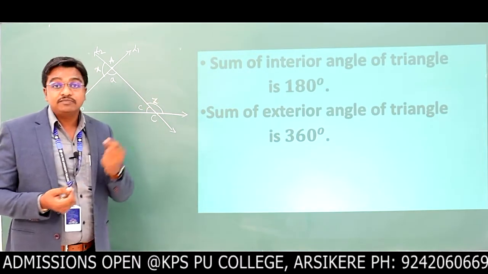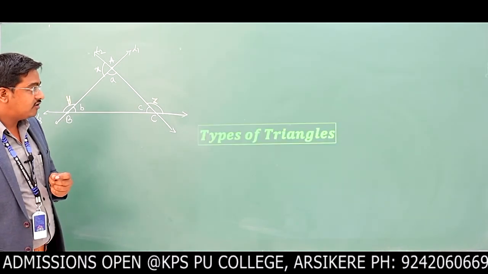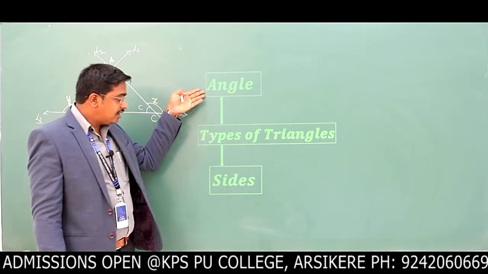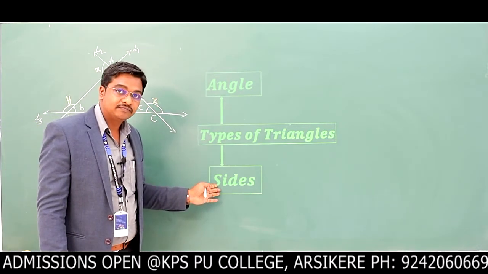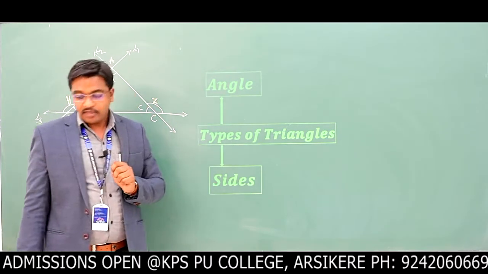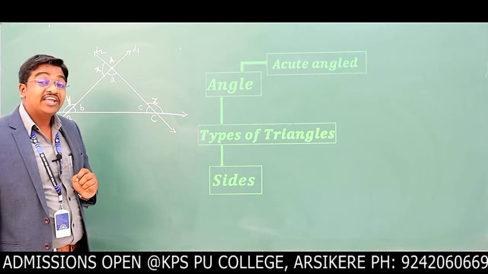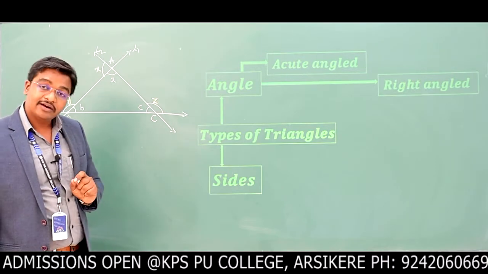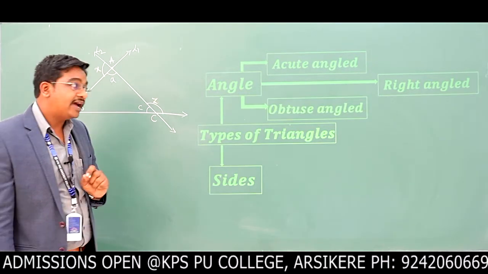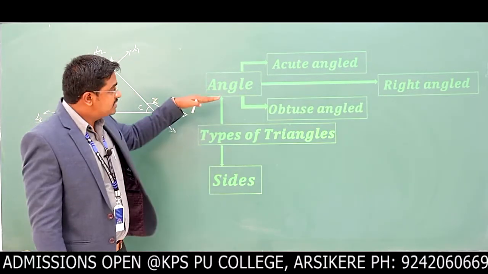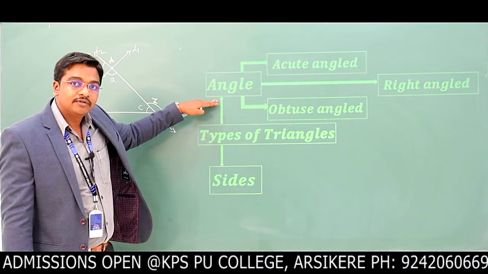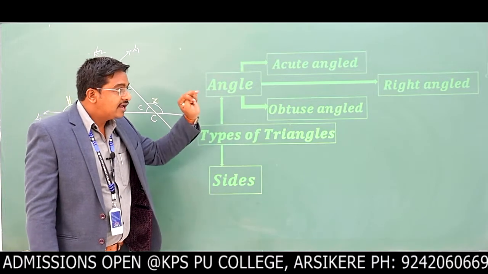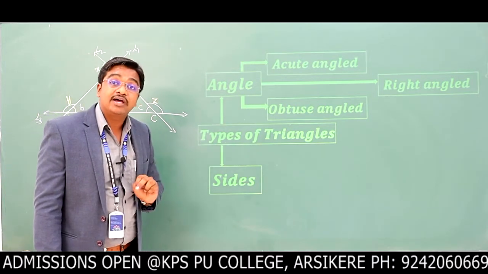Okay, so what are the different types of triangle on the basis of angle? I will observe here types of triangles: first on the basis of angle and on the basis of sides. On the basis of angles: first one acute angle triangle, second one right angle triangle, and the third one obtuse angle triangle. We are divided into three types.